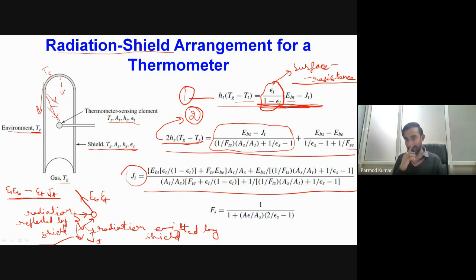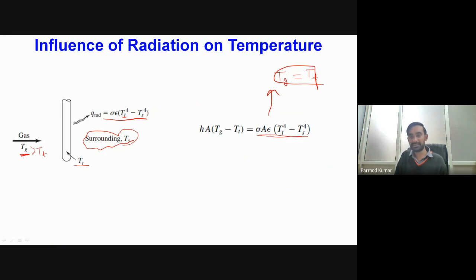Now there is one small approximation: if the area of the shield is large, we may simply use the equation given in the previous slide. We may use this equation directly, but we will multiply it by a correction factor, the shield correction factor Fs.